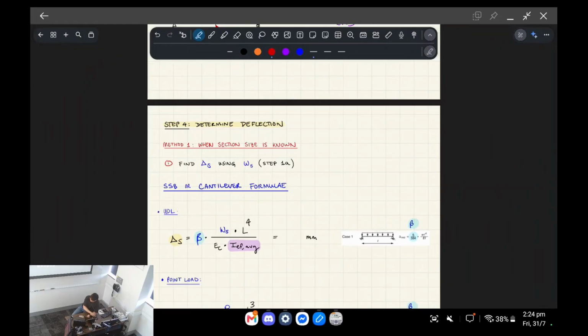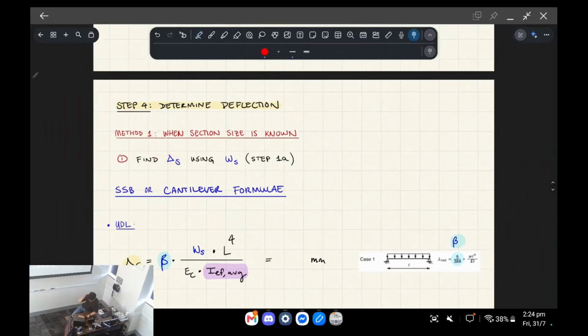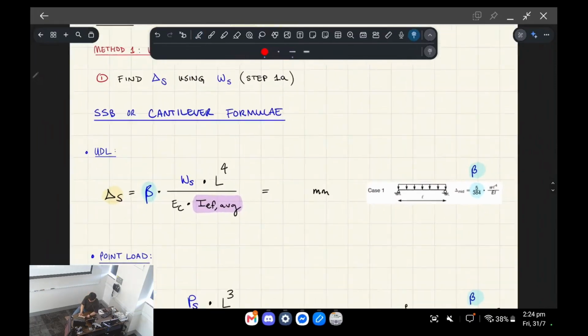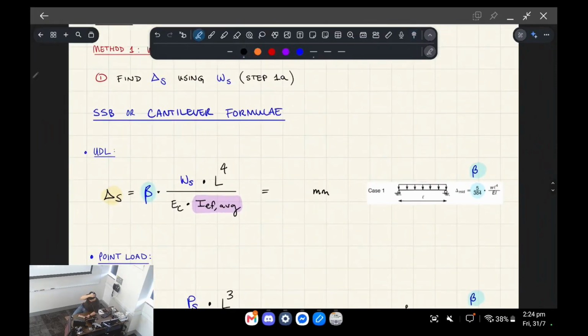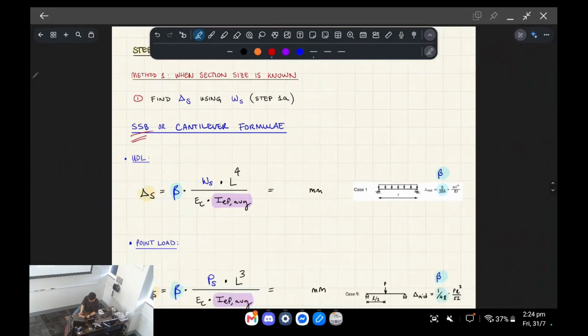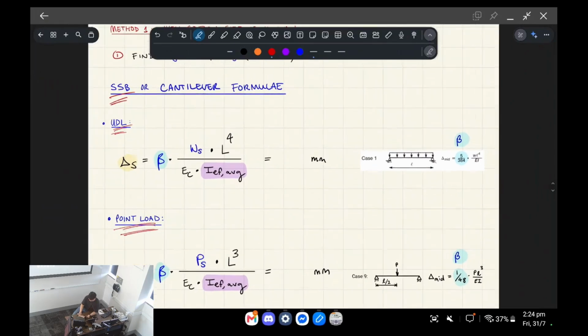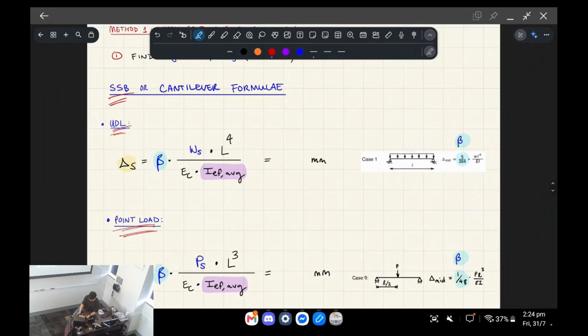For deflection, we're going to calculate the short-term deflection first. We're going to use a formula for a simply supported beam, and it follows these two cases: a uniformly distributed load as well as a point load. These will produce two different deflection values, and we're going to add them together.